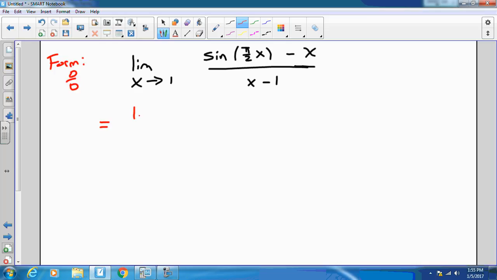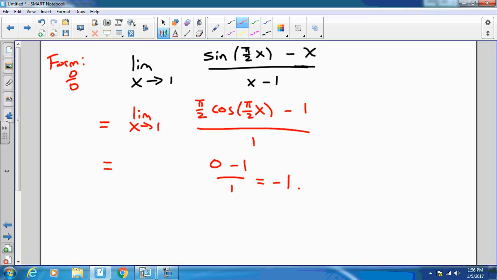So therefore, this is the same as the limit as x goes to 1 of pi over 2 cosine of pi over 2 x, minus 1. Keep going. Plug x in, which is pi over 2 times cosine of pi over 2, which is 0. Negative 1 over 1, which is negative 1. That's it. Good.